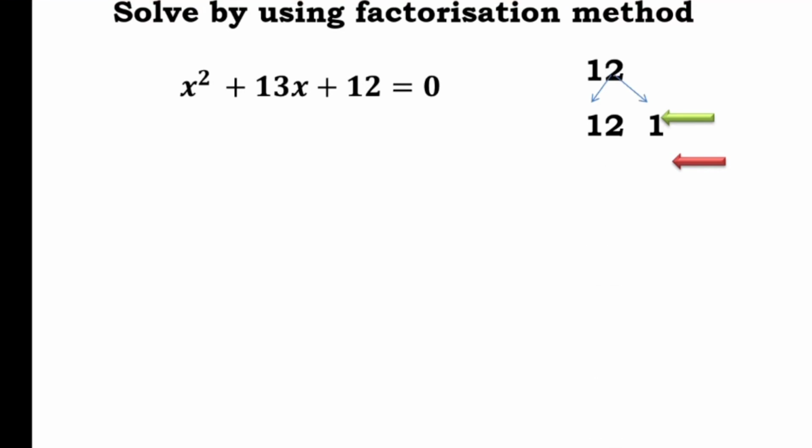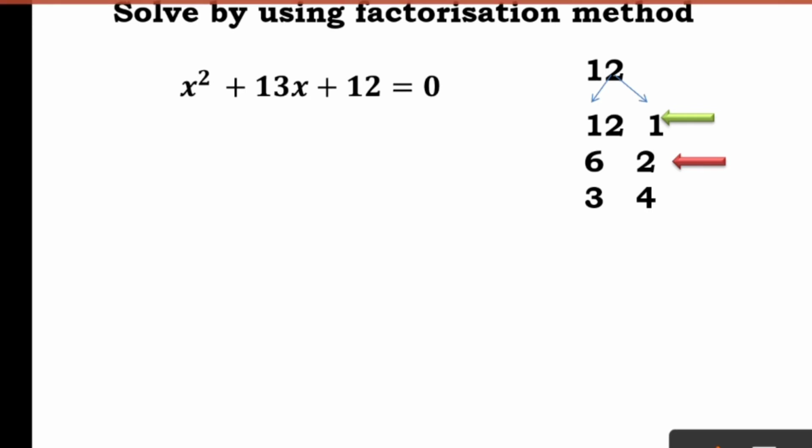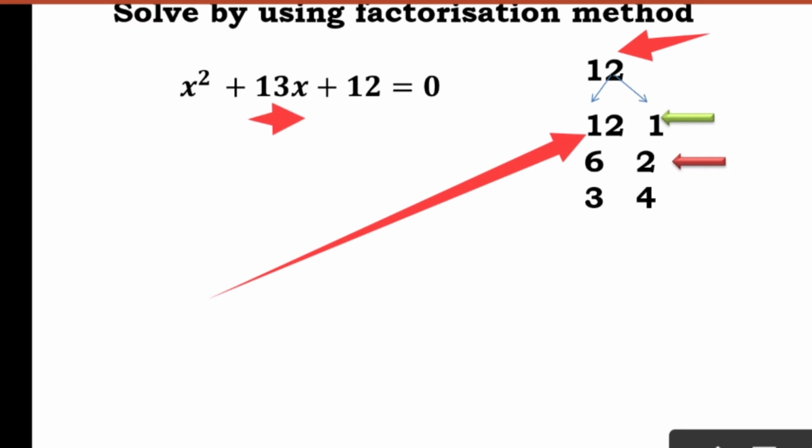The 12 can be factorized as 12 times 1, or you can also factorize it as 6 times 2, or 3 times 4. Now if you add or subtract the numbers, you must get the middle term, and if you multiply both the factors, you must get c, that is 12. If you see the first one, you get 12 and 1. If you multiply, you get 12, that's perfect, and if you add this, you will get 13.